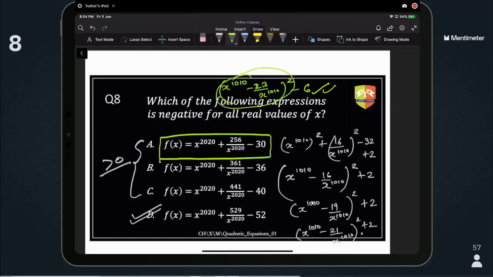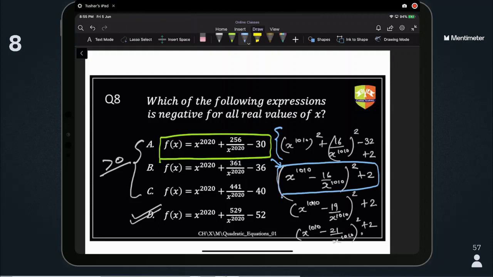Yeah, I'll repeat once again. If you look closely, let me explain like this. The first expression is simply this: x to the power 1010 minus 16 divided by x to the power 1010, whole square, plus 2. You can check. This one is the first expression. The second expression is this. Right? And the third one is this.